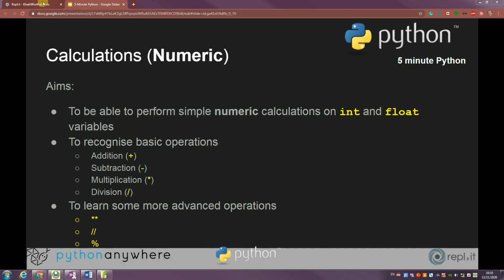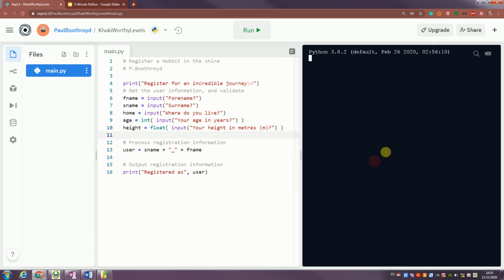So let's go into a session, and we need some variables. Let's create a couple of integers.